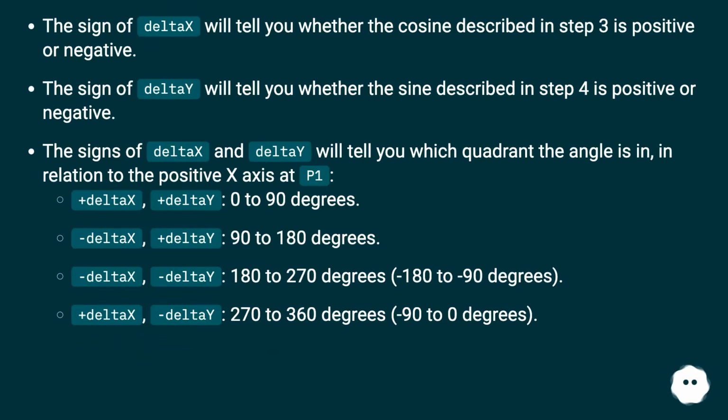Plus delX, plus delY: 0 to 90 degrees. Minus delX, plus delY: 90 to 180 degrees. Minus delX, minus delY: 180 to 270 degrees, or minus 180 to minus 90 degrees. Plus delX, minus delY: 270 to 360 degrees, or minus 90 to 0 degrees.